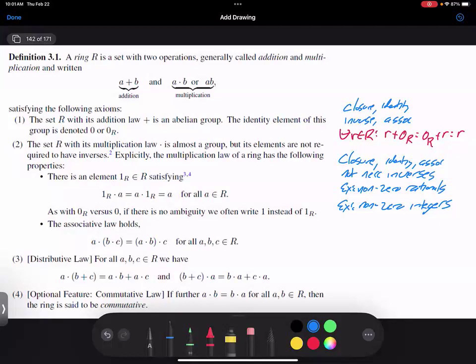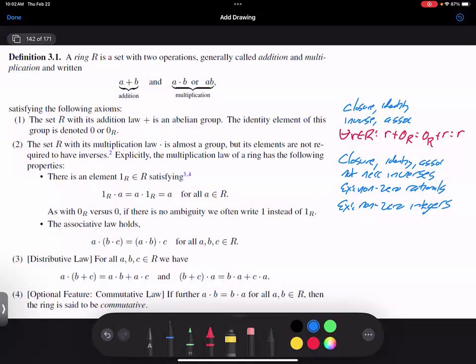So typically, if I write plus, it should be an abelian group. The next is with multiplication, it's almost a group. The elements are not required to have inverses. Since we want to have a 0 element, it's not surprising that 0 will not have an inverse. What's interesting is there may be situations where everything has an inverse but 0. And in that case, it's almost a multiplicative group. And what you could then say is, let's look at the non-zero elements and show that that is a multiplicative group. So there's an identity element 1 sub r, which basically satisfies that whenever you multiply by it, you get back what you started with. So it's a multiplicative identity.